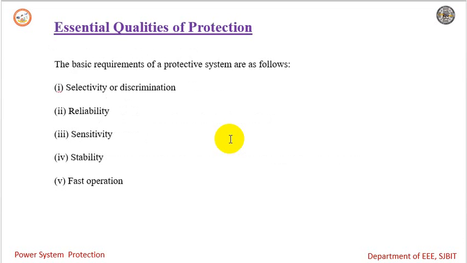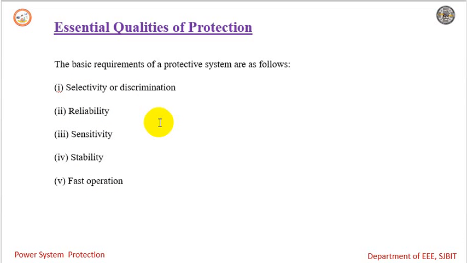Next we will discuss the essential qualities of a protection scheme. Here are the basic requirements of a protection system. First one is selectivity or discrimination. Second one is reliability. Next, sensitivity, stability, and fast operation. Any protective scheme must have these qualities. So we will discuss one by one what is selectivity, reliability, sensitivity, stability, and fast operation.